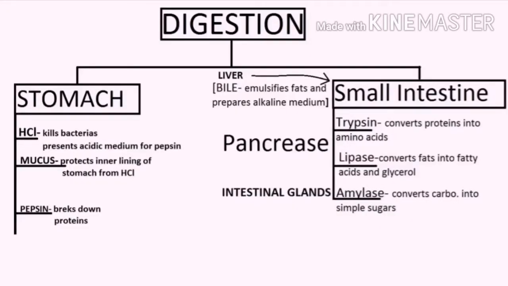Yet another enzyme is released by intestinal glands, which is amylase, which converts the remaining carbohydrates or starch into simple sugar. Well, I have prepared a flowchart for your convenience. You can pause the video and take a screenshot.